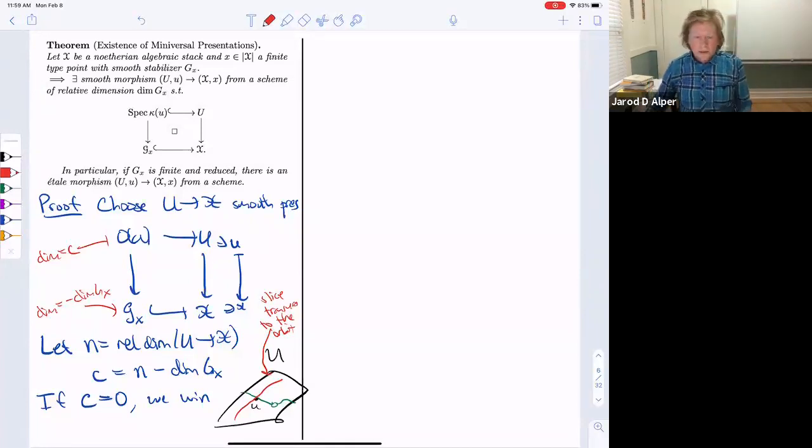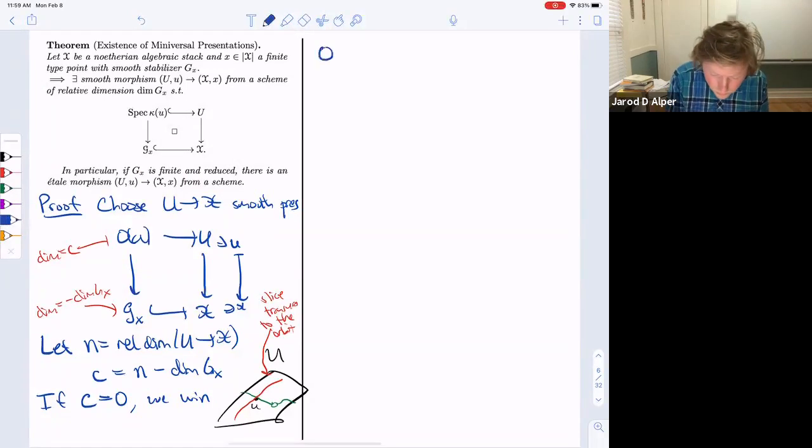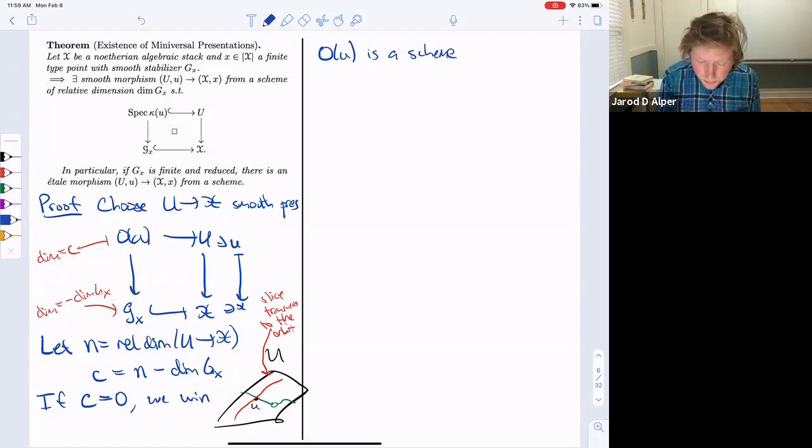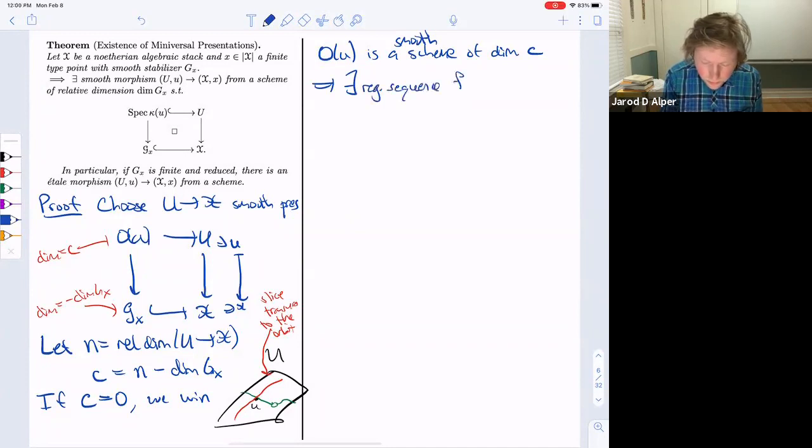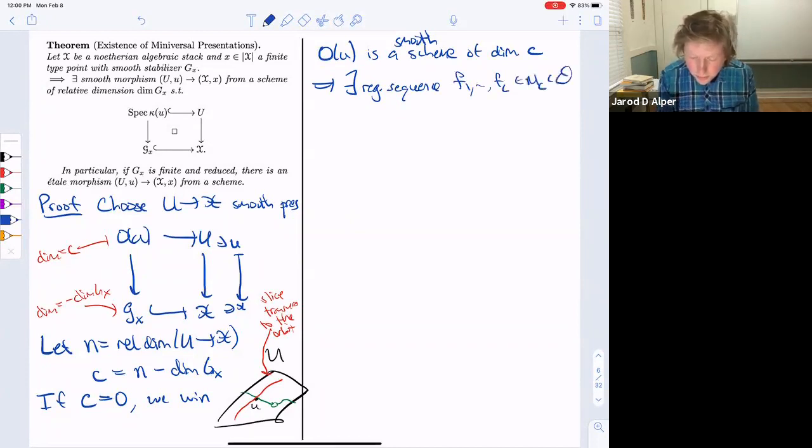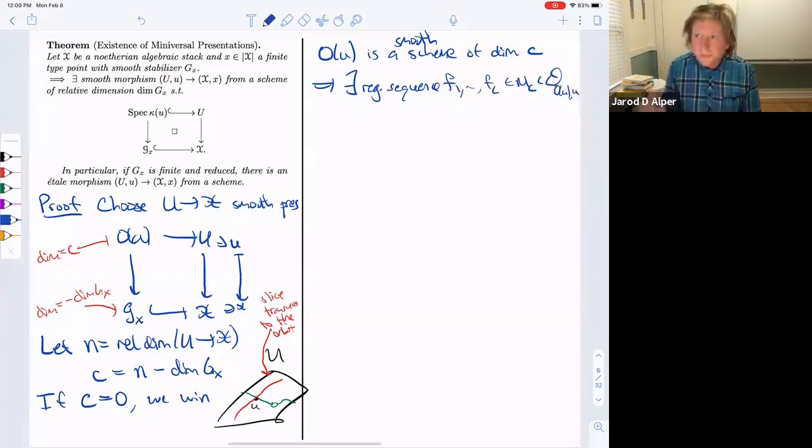Okay, so how do we do this? We use a little algebra here. So let's first observe that this fiber product O of U is a scheme, and it's a smooth scheme of dimension C. So that means that there exists a regular sequence, say f1 through fC, in the maximal ideal inside this local ring, the local ring of the orbit of U at U, which is a regular sequence and is generating the maximal ideal.